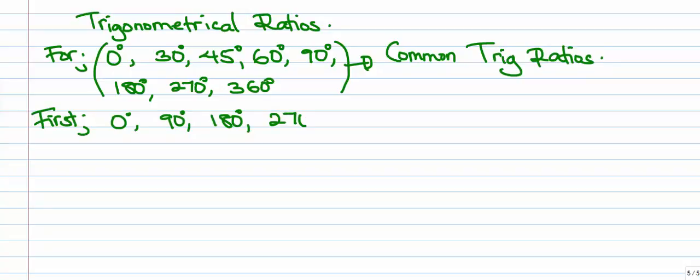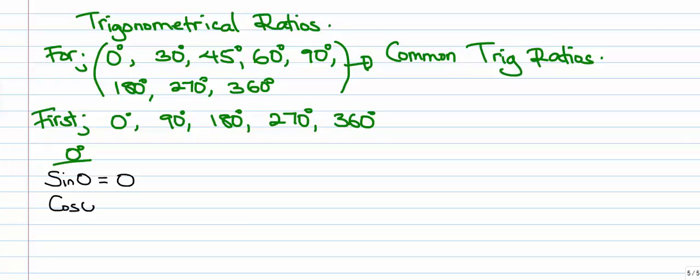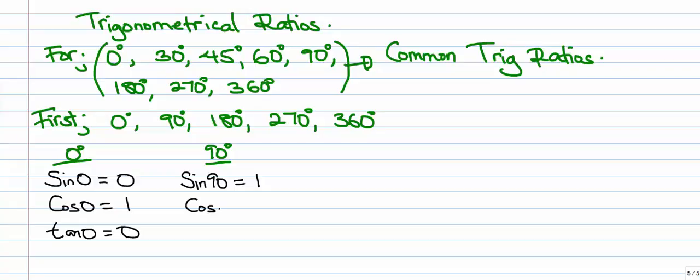So first we'll have to deal with the very common ones: 0, 90, 180, 270, and 360. For 0 degrees, the sine of 0 is 0, the cos of 0 is 1, and the tan of 0 is 0. For 90 degrees, the sine of 90 is 1, cos of 90 is 0, and the tan of 90 is infinity. I'm going to explain this ahead, so stay calm.